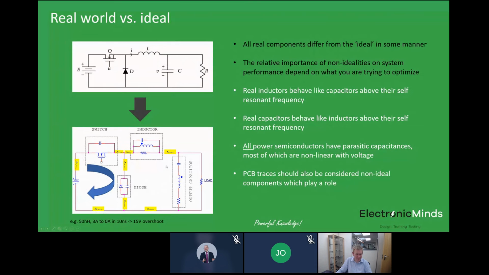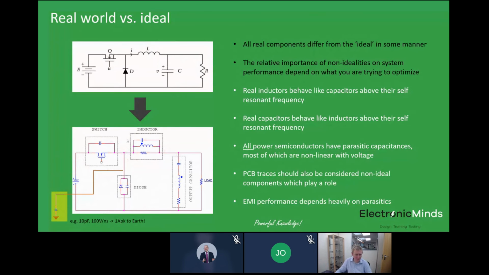On the output side, this output loop is less critical, but you still have the parasitics there. It's just they don't really cause you as many problems. It's this input loop on this converter. And it depends on what kind of converter you've got and where those parasitics are.